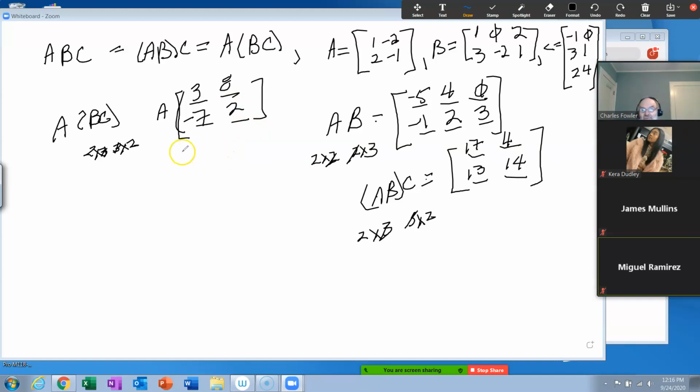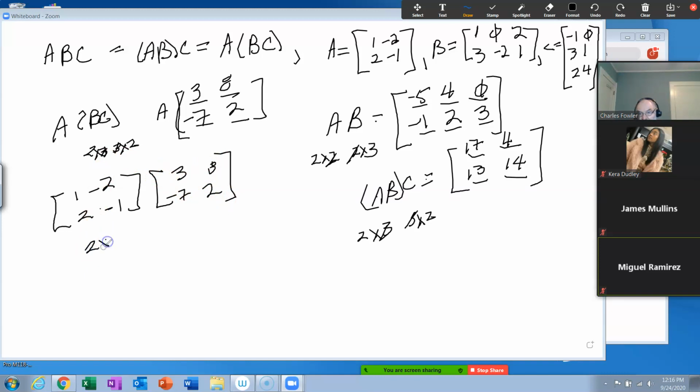Alright, now we've got to multiply that by this one. I'm going to write them next to each other. That would be a 1, -2, 2, -1 times a 3, 8 and a -7, 2. Alright, this is a 2 by 2 times a 2 by 2. These inner 2's are the same. Your result is a 2 by 2.